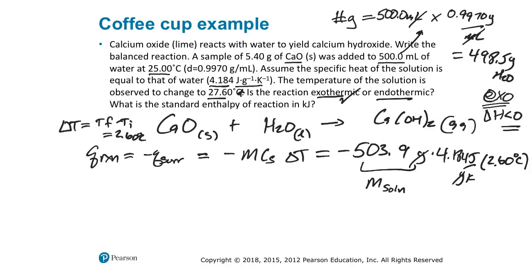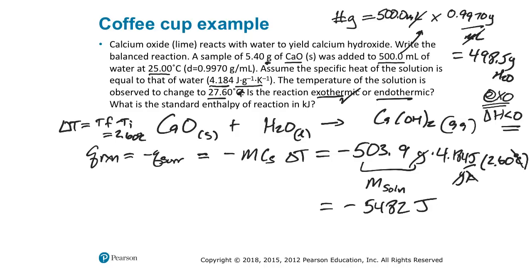So we do that math. And we get minus 5,482 joules. Now, notice again, Kelvin and degree C canceling. We don't need to do any special conversions because a 2.60 difference in temperature in degree C would equal the same difference if we converted both of those to Kelvin. So minus 5,482 joules. Now, this is the heat change of the reaction when just 5.40 grams of calcium oxide reacts.